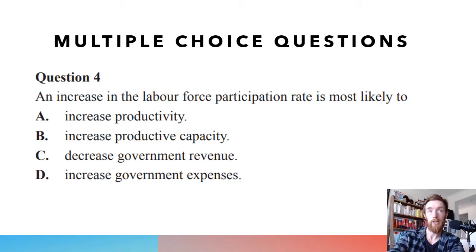So getting straight into multiple choice questions. Question 4 for 2019: an increase in the labour force participation rate is most likely to what? In this case, more people are participating in the labour force. There are more people actively looking for work. So we've got the options: A, increase productivity. Well, not necessarily, because it's just more people potentially looking for work, not necessarily more people working. So productivity may stay the same in the short term and might eventually rise.